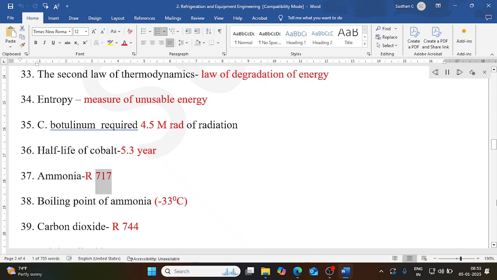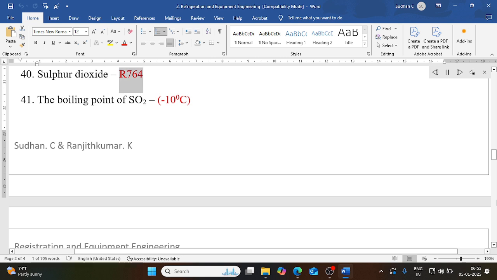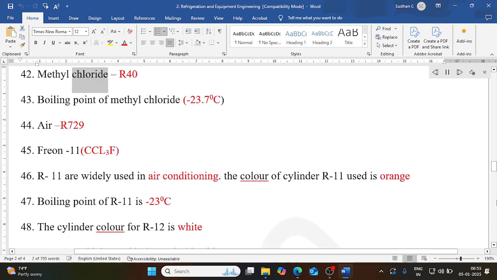Ammonia is R717. Boiling point of ammonia is -33°C. Carbon dioxide is R744. Sulfur dioxide is R764. The boiling point of SO2 is -10°C. Methyl chloride is R40. Boiling point of methyl chloride is -23.7°C. Air is R729. Freon-11, CCl3F.